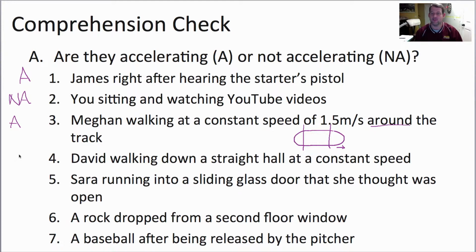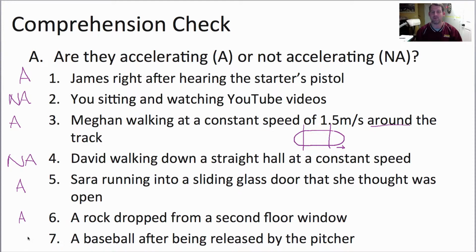Now, David walking down a straight hall at constant speed, well, that's not speeding up, slowing down, or turning, so that's not accelerating. Now, Sarah running into a glass door that she thought was open, she's going to go from moving to stopped really quickly and probably using mostly her nose to do that with, so she will definitely be accelerating because she'll be slowing down. A rock dropped from a second floor window, right? So this one, when you let go, the rock speeds up and it accelerates.